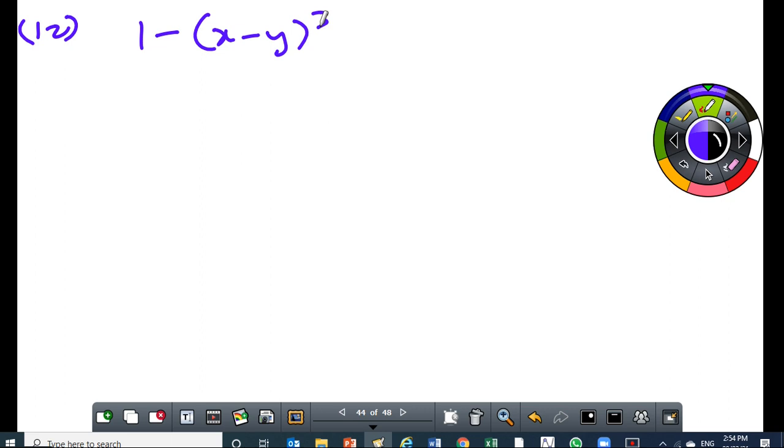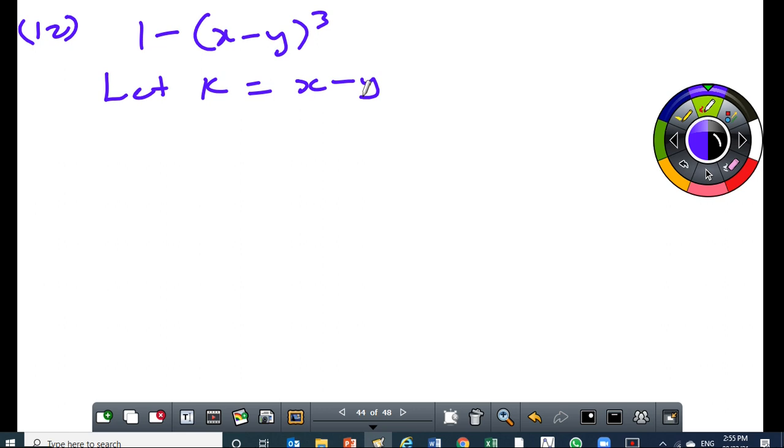X minus y cubed. Okay? The 1 is a perfect cube. The x minus y all cubed is also a perfect cube. But I know that the bracket here will cause unnecessary confusion, so introduce a new variable. I prefer to use k. So I'm going to say let k be equal to x minus y.